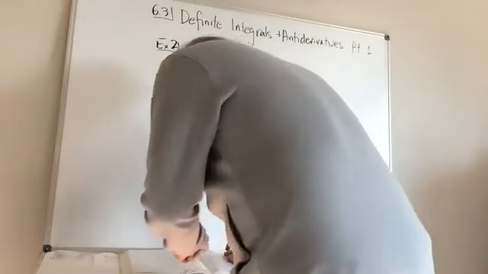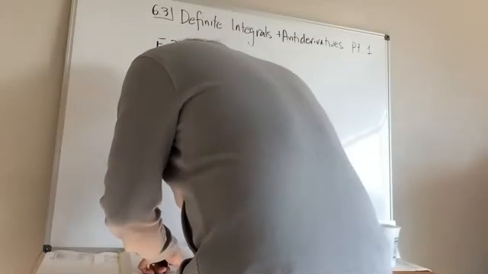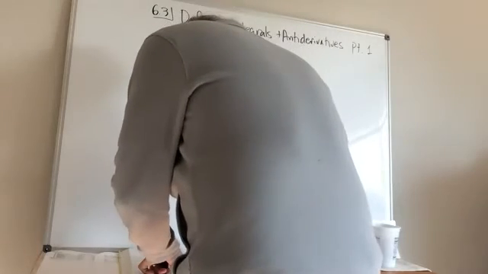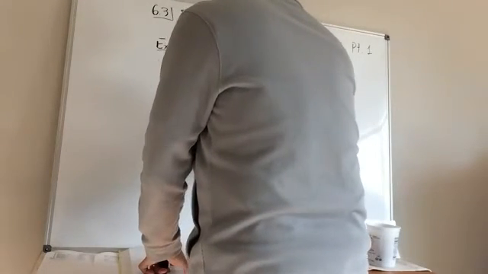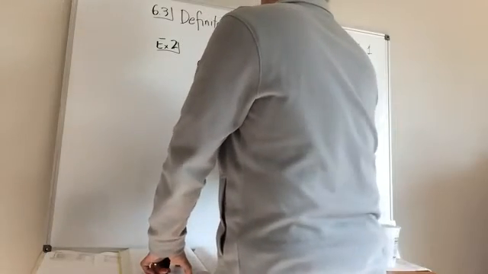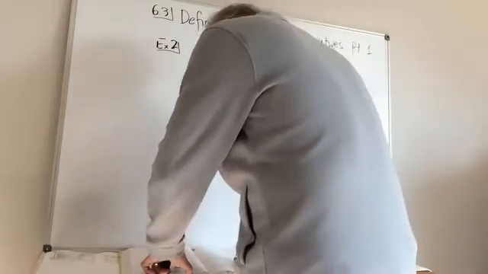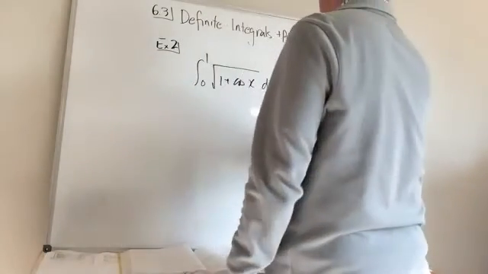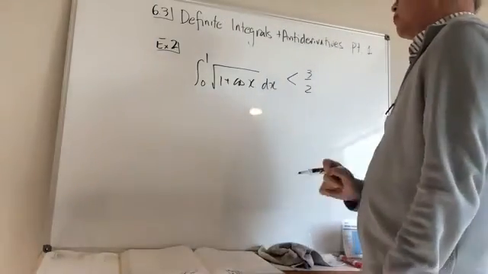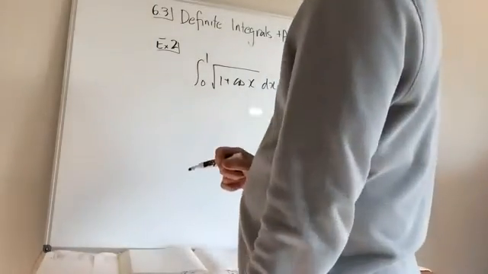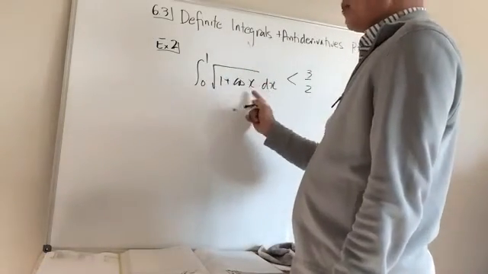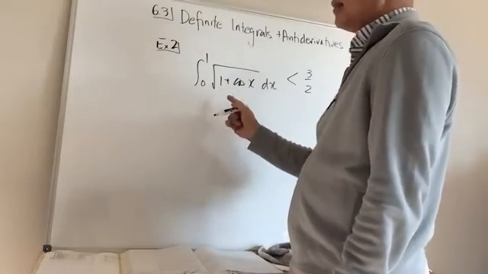Example number 2, show that the value is less than that. The integral from 0 to 1 of the square root of 1 plus cosine x dx, and I want to show that this is less than that. We do not know how to do this yet. We have not learned enough to do this.